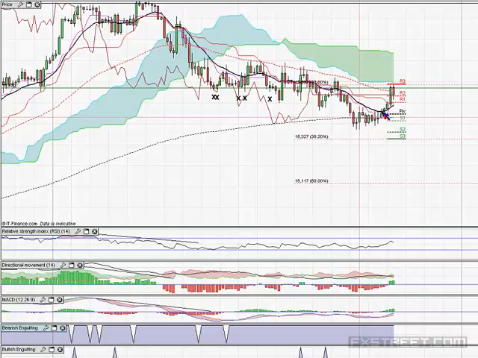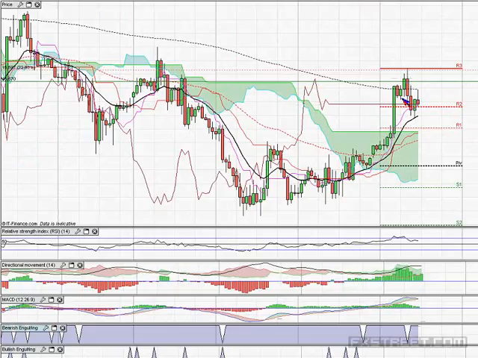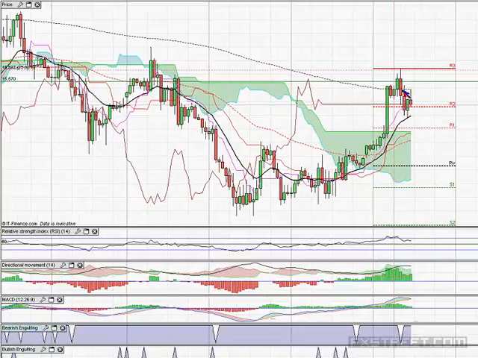So anyway, we've had this move up, breaking it down again. Now here, what do we have off the top this morning? We've got a great 1 hour engulfing candle, which has been signaled.